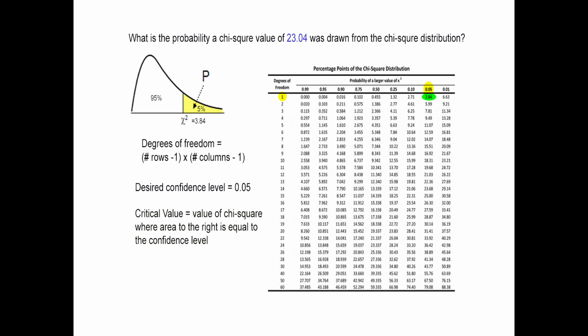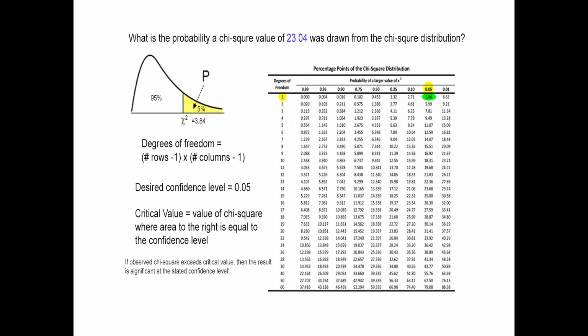So here we see that our value of 23.04 greatly exceeds our chi-squared value of 3.84. That means the probability of drawing a 23.04 from the chi-squared distribution is going to be much less than 5%. So, in this case, or any case where the observed chi-squared value exceeds the critical value from the table, we would say the result is statistically significant at the stated confidence level.